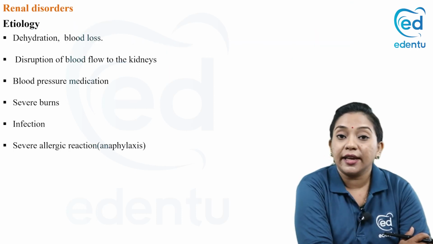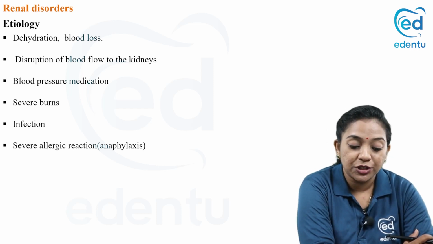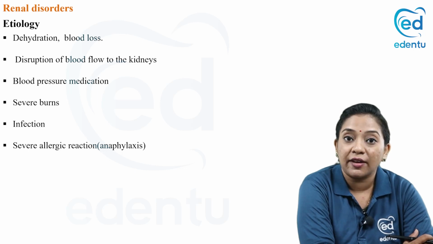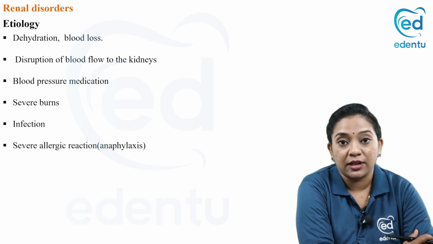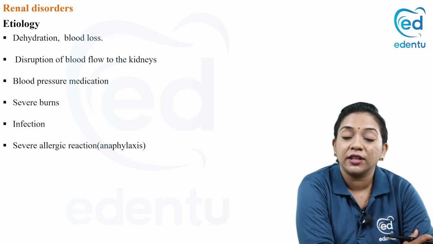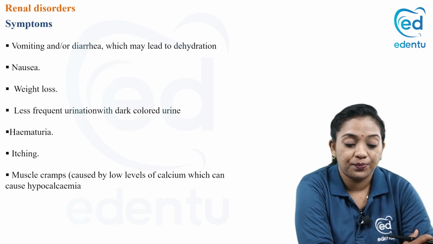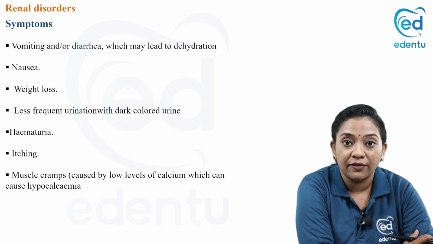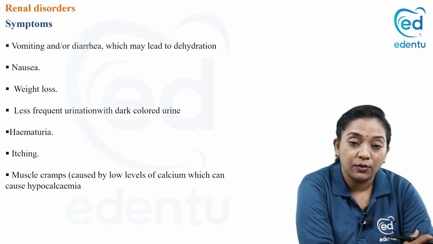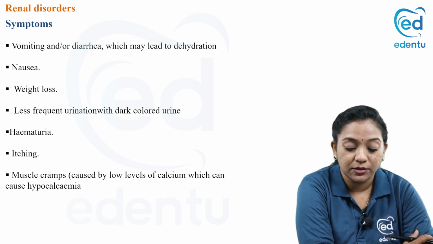The etiology: dehydration, blood loss, disruption of blood flow to the kidney, blood pressure, burns when a patient is having a burn attack, infection, and allergic reactions like anaphylaxis. After having these causes, we are going to have acute renal failure. Symptoms: vomiting, diarrhea when the patient is dehydrated, nausea, weight loss, hematuria, itching, and muscle cramps.